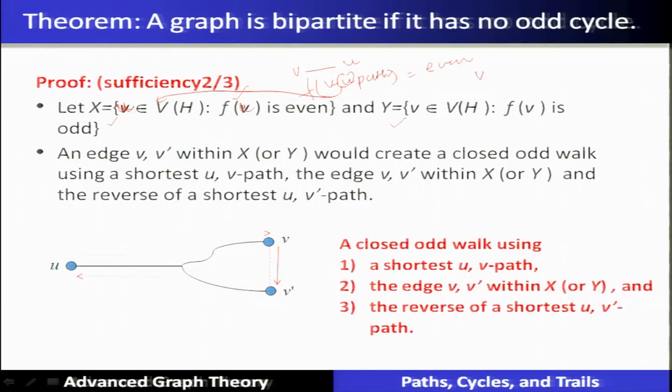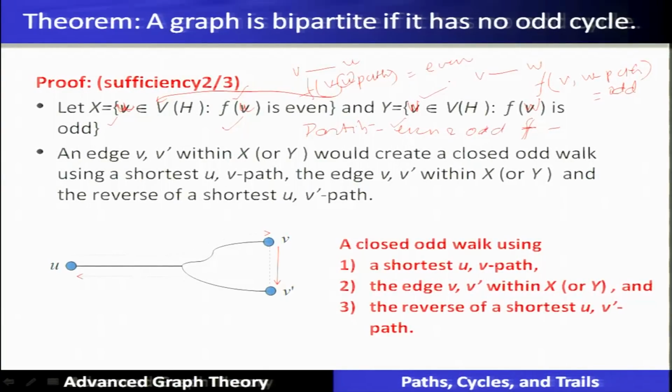Similarly, from V to W, we consider all the vertices W in H such that the VW path, measured by this function, gives an odd length. So based on this even and odd parity, applying this function F, which is the minimum length UV path, we get the two partite sets X and Y.